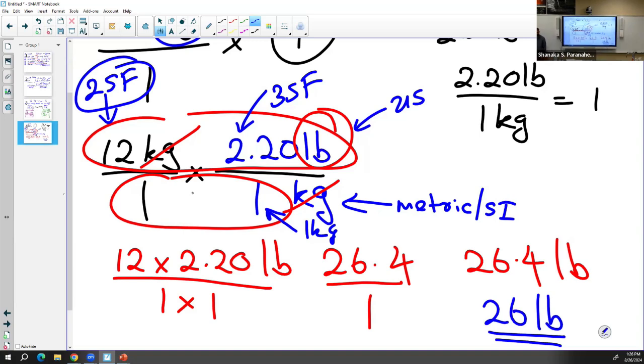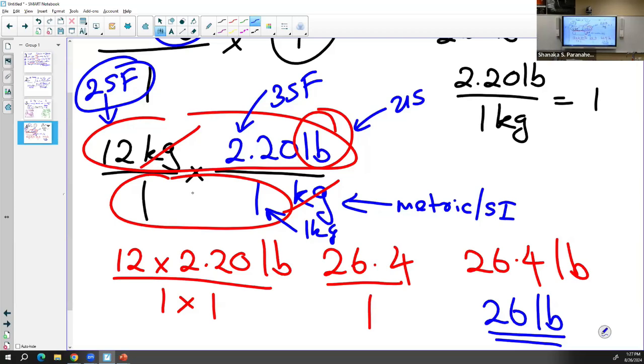That is how we convert any given unit into a new unit. Sometimes it's just one factor, sometimes it's more than one factor, but the technique is the same. Always we cancel out the existing unit until we get the required unit.